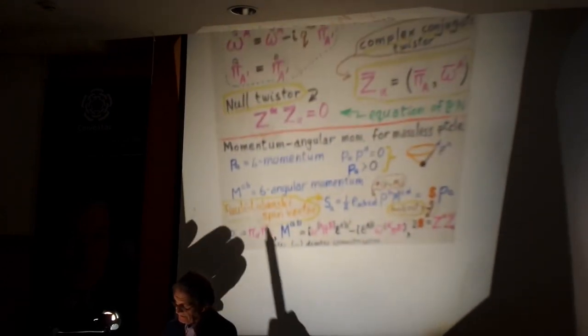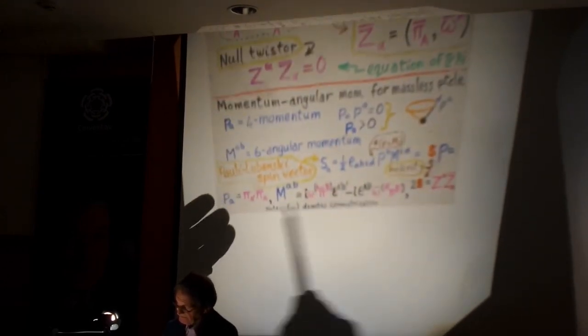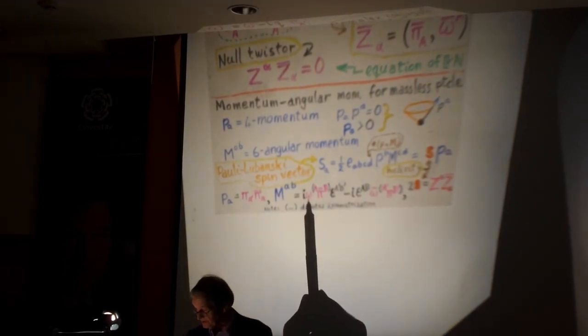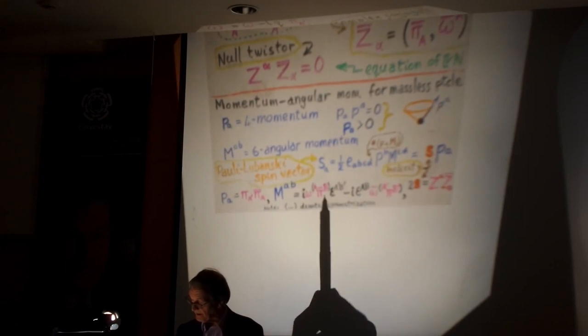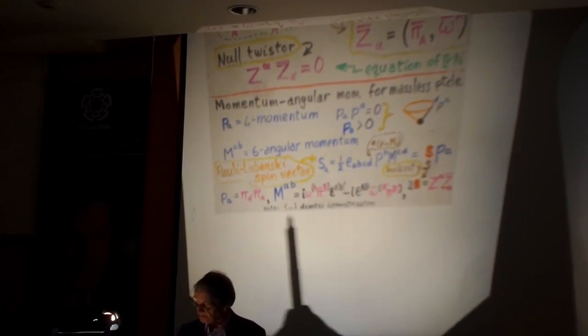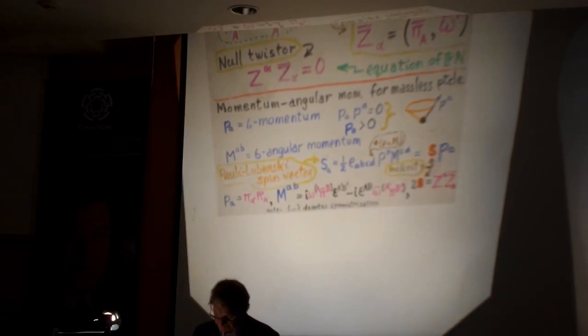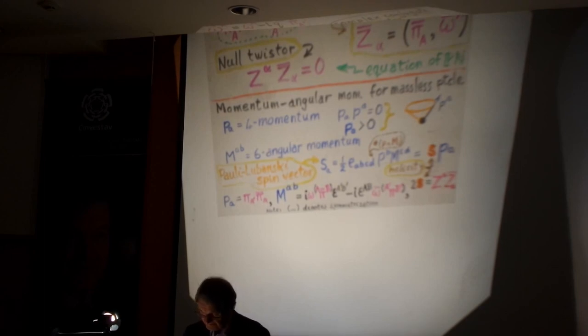And this is all consistent with the interpretation of the momentum of the massless particle being pi times pi bar, the angular momentum being this formula here, a little bit complicated, but basically it involves the sort of symmetrized product of the omega and pi. And that gives you the self-dual and anti-self-dual parts of the angular momentum six-vector. So this is the physical interpretation of twistors directly in flat space.